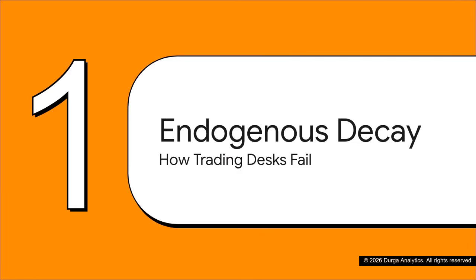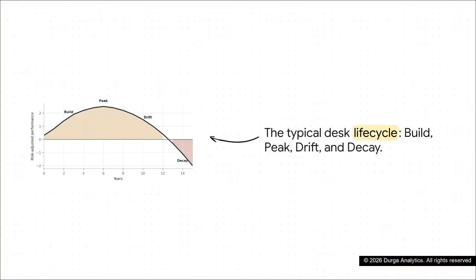We are pivoting from what a gas desk is supposed to do to why they actually fall apart in the real world. Every desk goes through a life cycle: build, peak, drift, and ultimately decay. What is absolutely crucial to understand here is that this decay is endogenous. Desks rarely blow up just because the external markets get harder.